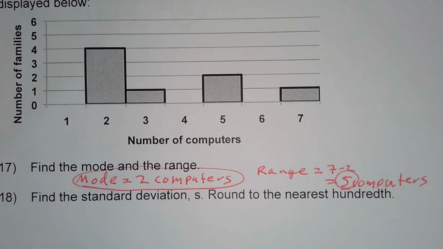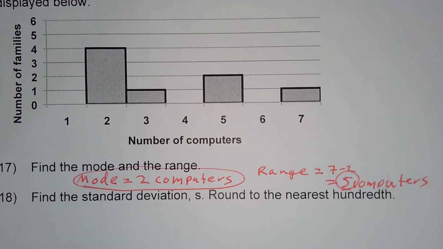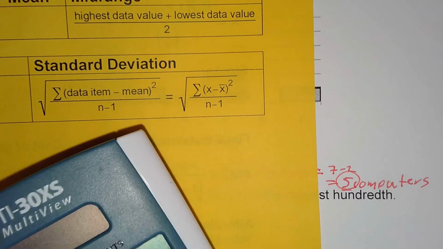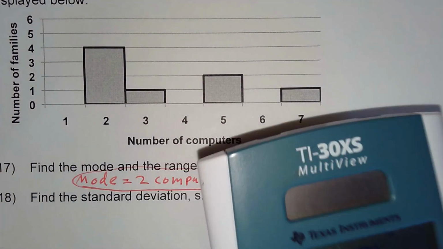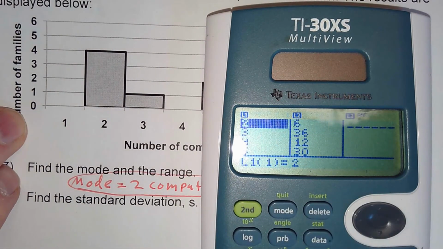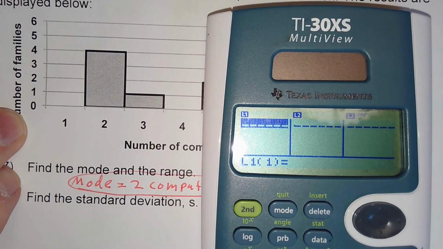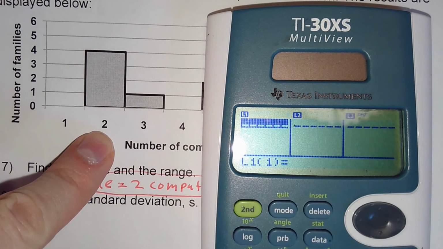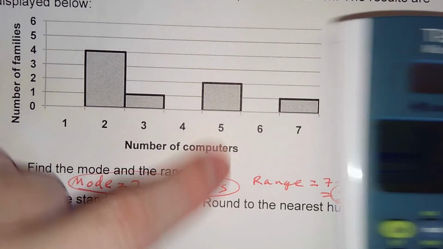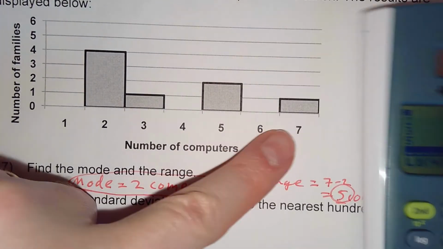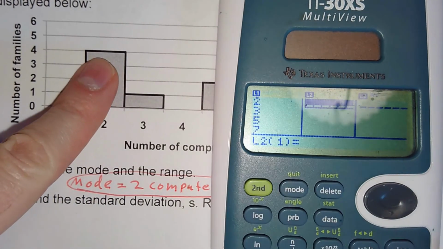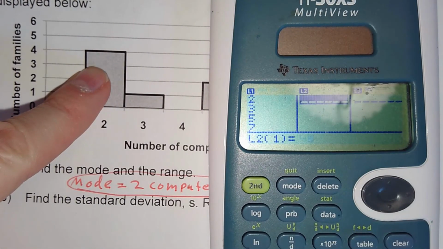Number 18 says to find the standard deviation. Even though they give you the formula on the test, on your paper here, do not use it. Use your calculator. Please use your calculator. It just takes too long. So I'm going to go to my data, hit data again, option 4, clear everything out. So my data here is 2, 3. I really don't need to enter a 4 because there's nothing on 4. We have 5 and 7. And on 2 there were 4 of them, so that's my frequency.